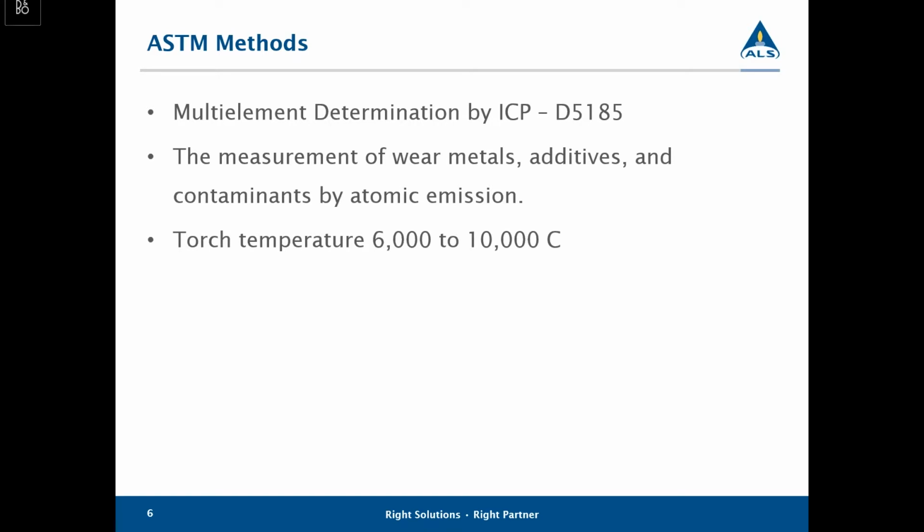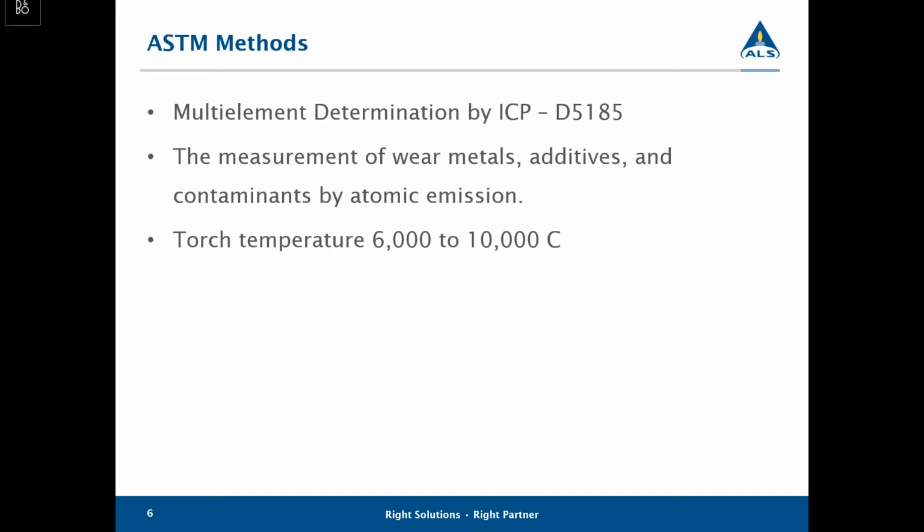This is the measurement, as I said, of wear metals and additives by atomic emission. The torch temperature on this is anywhere from 6,000 to 10,000 degrees Celsius. To put that in perspective, that's very close to the temperature of the surface of the sun. It could be hotter, but it's a very, very hot instrument. Luckily, it's very contained and a very safe instrument to use. But it's very hot, and as we inject the oil through this instrument, it's essentially, for lack of a better word, burning everything that goes through it.